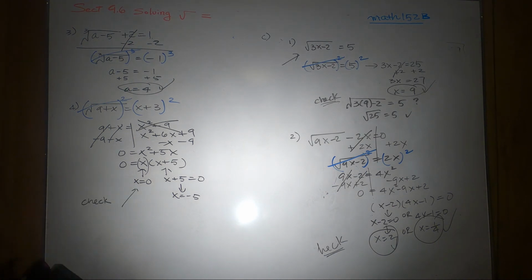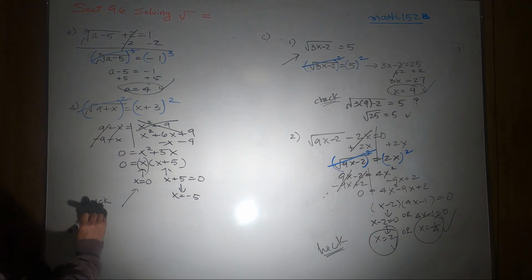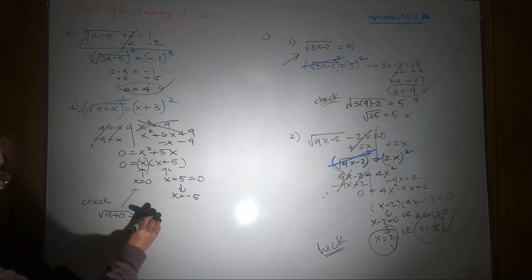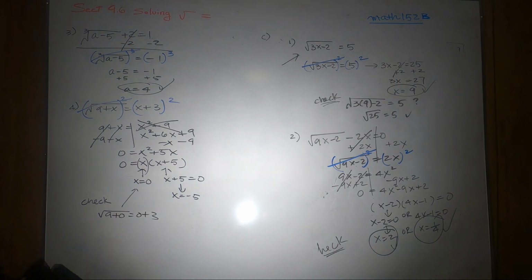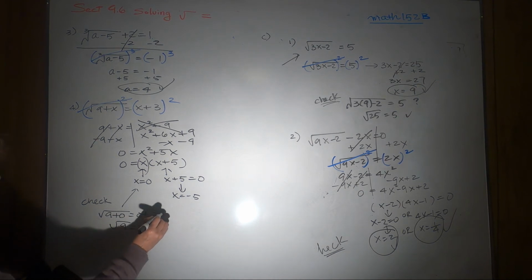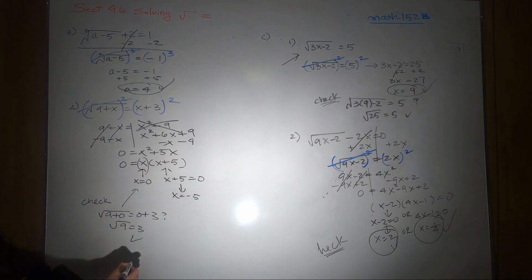Okay? So for this one, that's why we don't want to override the original. You need to do it against the original. So it's the square root of 9 plus 0 equals 0 plus 3. That was the original, right? So square root of 9 is 3? We are checking. Yes. So we can circle this answer.